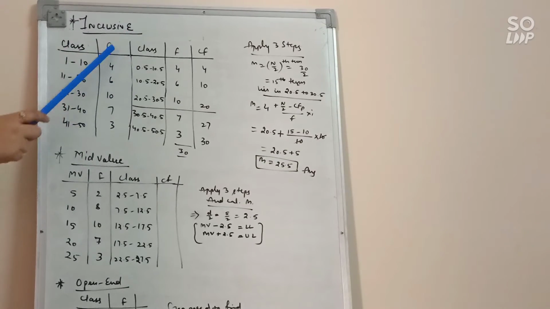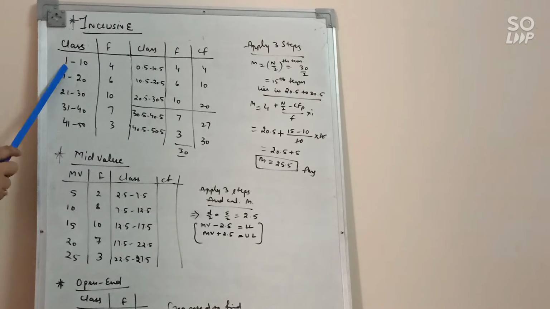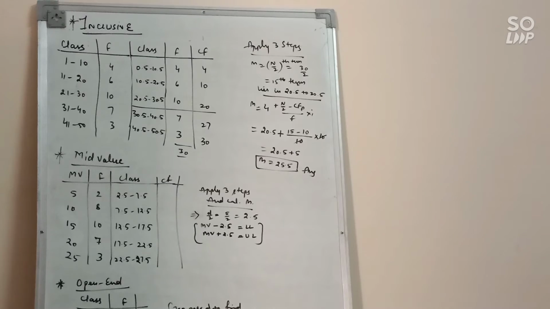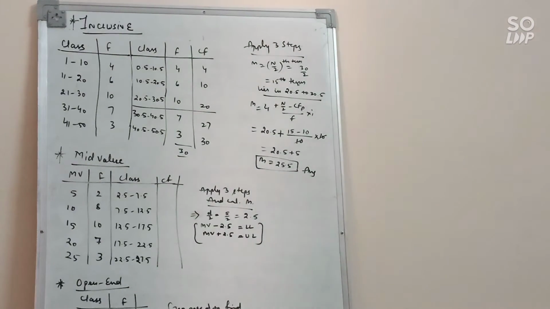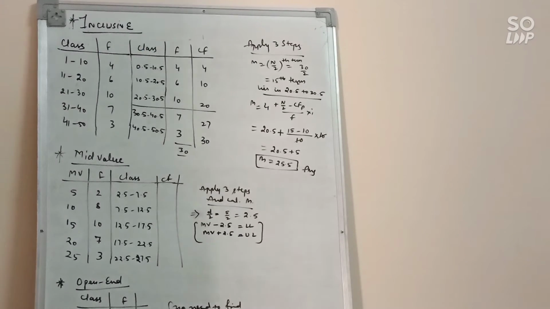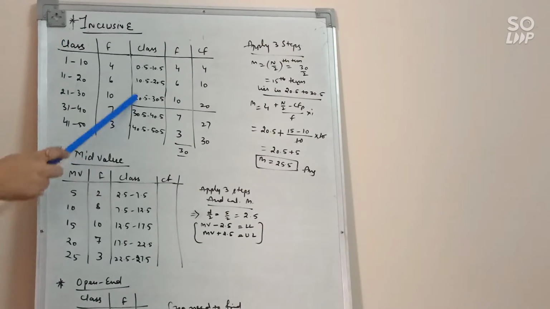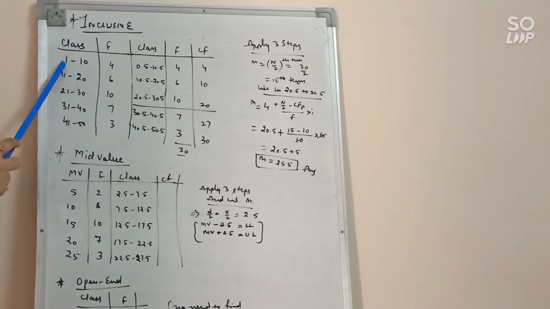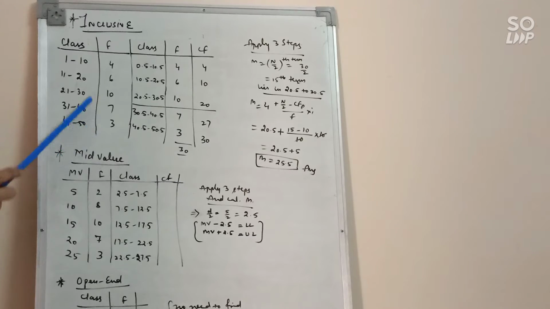Already I have discussed in the previous chapter what it means and how we can convert it into exclusive. In mean, conversion is not compulsory. You can convert or you cannot convert. You will get the same answer. But in median, it is compulsory to convert inclusive into exclusive. If you will not convert, then in that case you will get a wrong answer. So let's see how you will convert. So this is an inclusive series. Classes are given 1 to 10, 11 to 20, 21 to 30, 31 to 40, 41 to 50, and frequency is given.